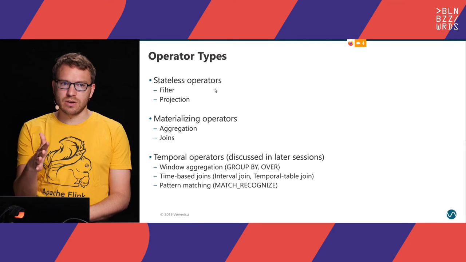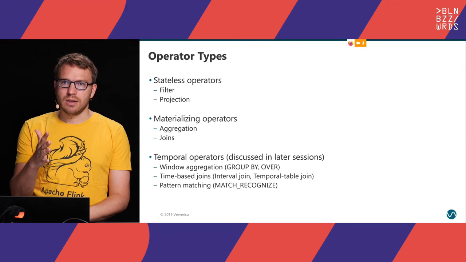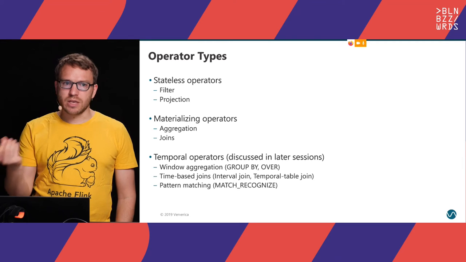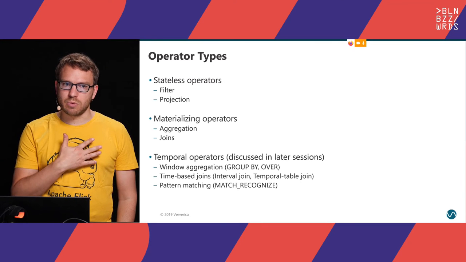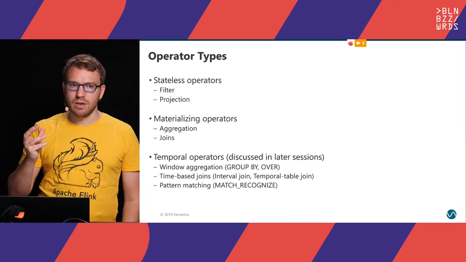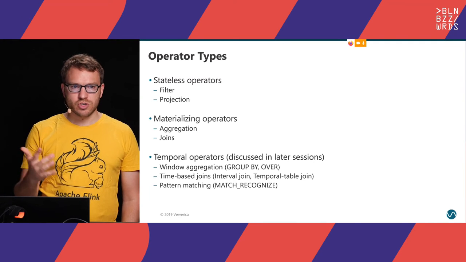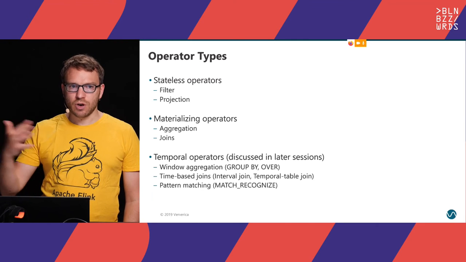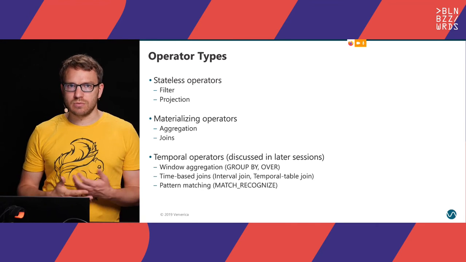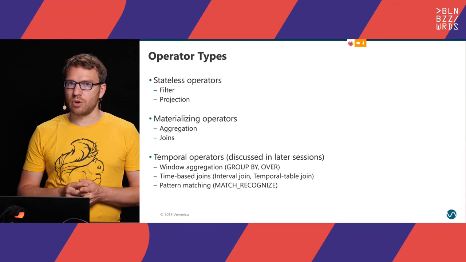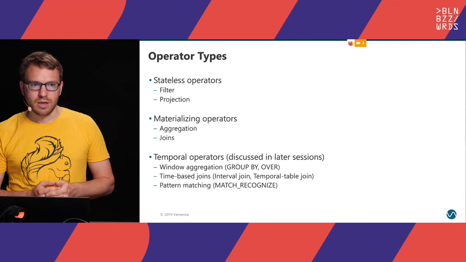When a filter gets a record, it can directly make the decision whether this record should pass or not. When a projection operator gets a row, it can immediately apply the transformation that is defined in the projection and pass the row on. And once the row is forwarded, it doesn't need to remember this row anymore, because it's a simple operation, and the operator doesn't need to have any state for that.